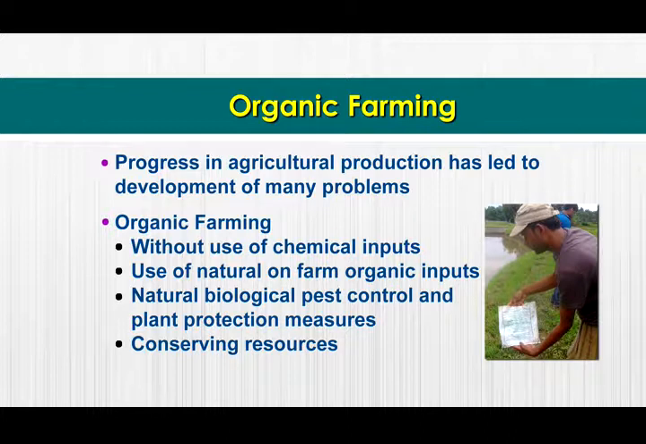So, in organic farming, what do we have to do? We have to do cultivation and farming without using chemical inputs. We have to use natural, on-farm organic inputs to cater to the needs of the production system. Then we have to use biological pest control methods for plant protection. Then we have to conserve our resources to improve the quality of the environment and agriculture produce.